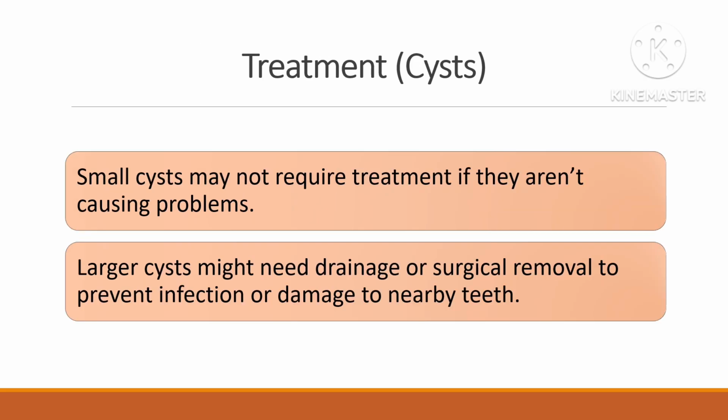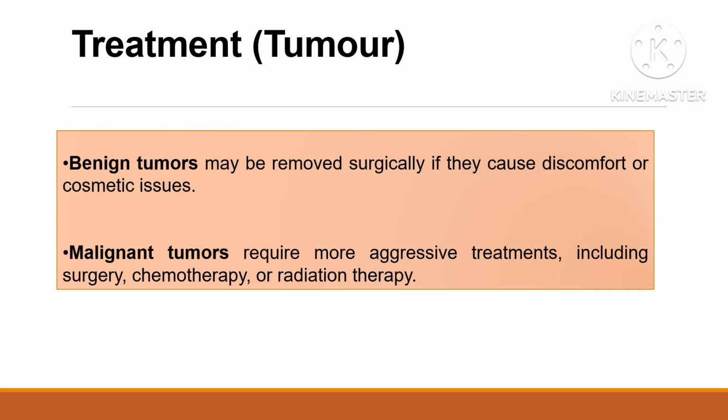Let's talk about the treatment in brief of both the lesions. Small cysts may not require treatment if they aren't causing any problem. In case of larger cysts, it might need drainage or surgical removal to prevent infection or damage to the nearby tooth. In case of the tumor, benign tumors may be removed surgically if they cause discomfort or cosmetic issues. And in case of malignant tumors, they require more aggressive treatments including surgery, chemotherapy or radiation therapy.